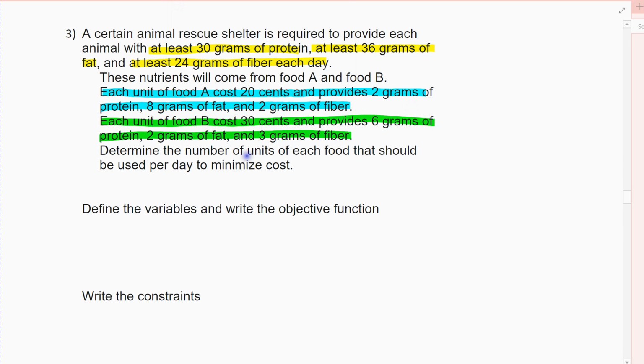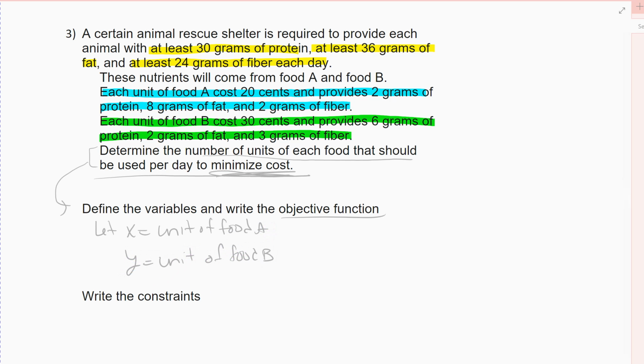I might determine the units of each type of food that should be used per day in order to minimize cost. So there's my objective. First thing is this last line gives me my variables and my objective. Each type of food. So I've got food A and food B, generic foods. So I'm going to let X be a unit of food A. I'm going to let Y be a unit of food B.